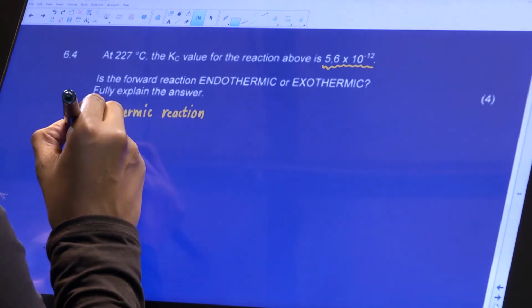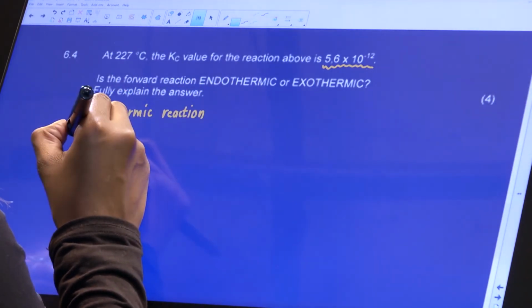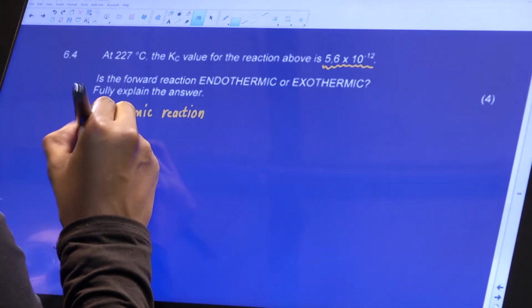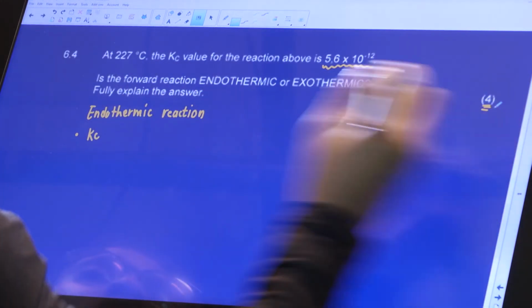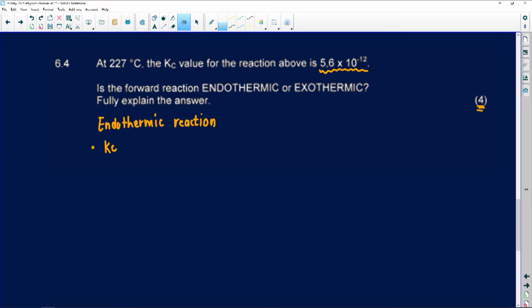Now, endothermic and exothermic reactions is again grade 11. But now with the Kc, they say fully explain your answer, and this is for 4 marks. Now let's talk about what actually affects endothermic and exothermic on the Kc. So Kc value decreases with temperature decrease.